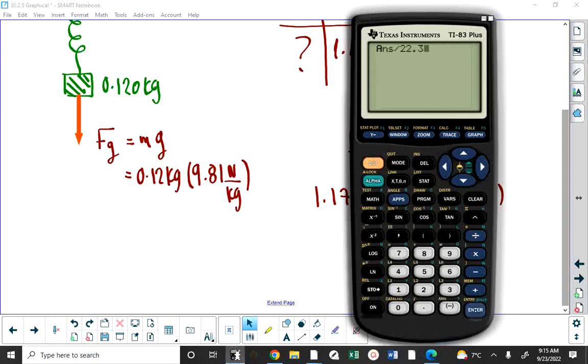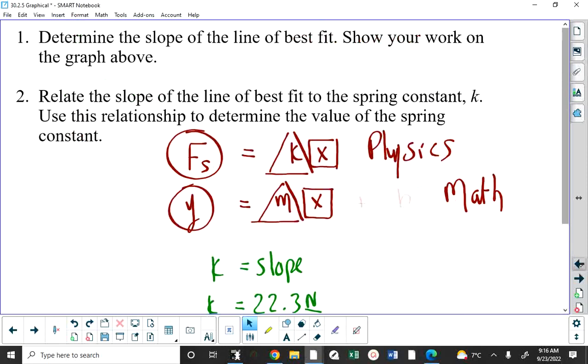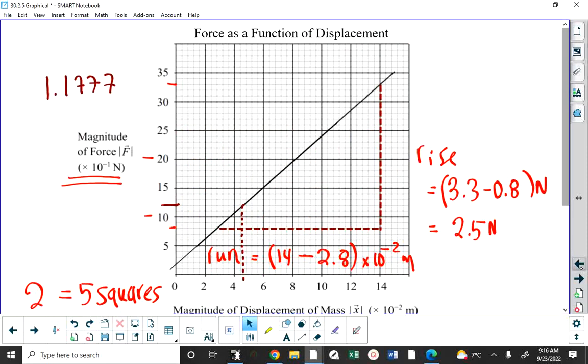When you use the equation, I've got to do it again. 1.1772 divided by 22.3. When you use the equation, you got over 5 centimeters. But it's not over 5 centimeters. You can see it's less than 5. What's going on here? Why is the equation not working?